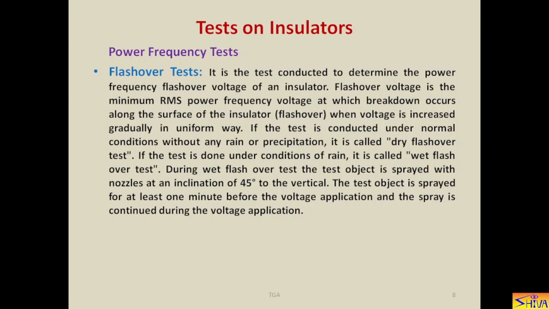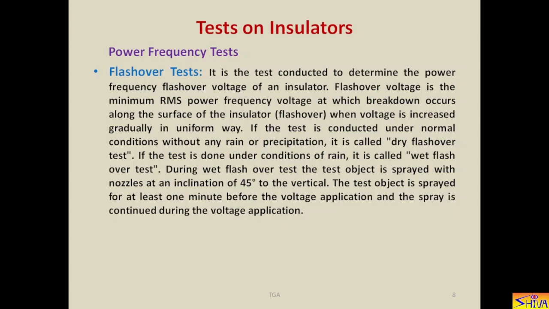If the test is conducted under normal conditions without any rain or precipitation, it is called as dry flashover test. If the test is done under conditions of rain, it is called wet flashover test. During wet flashover test, the test object is sprayed with nozzles at an inclination of 45 degrees to the vertical. There is an artificial rain making instrument, and through that equipment, the condition of rain is simulated and water is sprayed at an inclination of 45 degrees to the vertical.